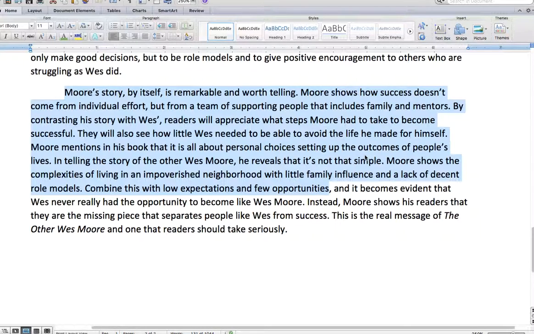Moore shows the complexities of living in an impoverished neighborhood with little influence and lack of decent role models. Combine this with low expectations and few opportunities, and it becomes evident that this switch can never happen. Instead, Moore shows his readers that they are the missing piece that separates people from Wes-like success. And this is the real message that readers should take seriously. And then I would have a works cited at the end of that.